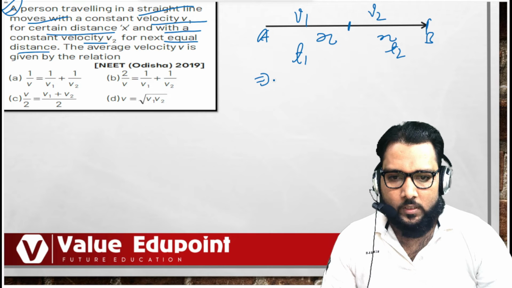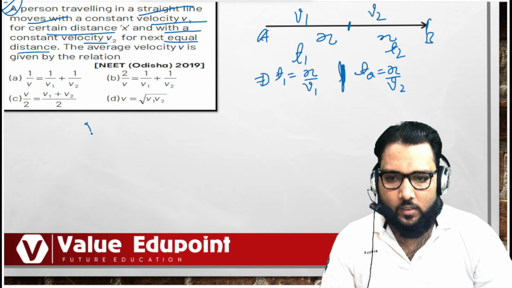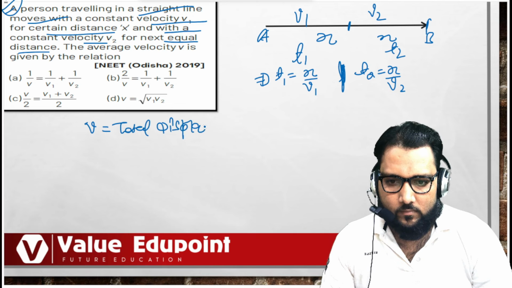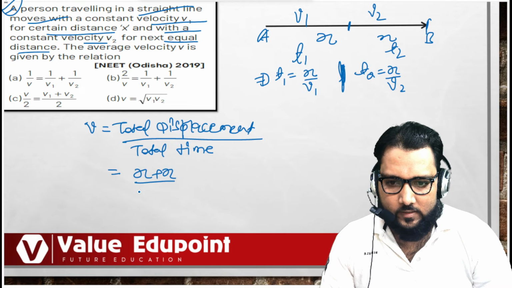Now we know velocity is equal to distance upon time, so we can write time is equal to distance upon velocity. Similarly, from here time t2 will be x upon v2. Is it okay guys? Now for the average velocity, that is v, it is total displacement upon total time. The total displacement is x plus x, and the time taken is t1 plus t2. So we replace the value of t1 plus t2, that is x upon v1 plus x upon v2.